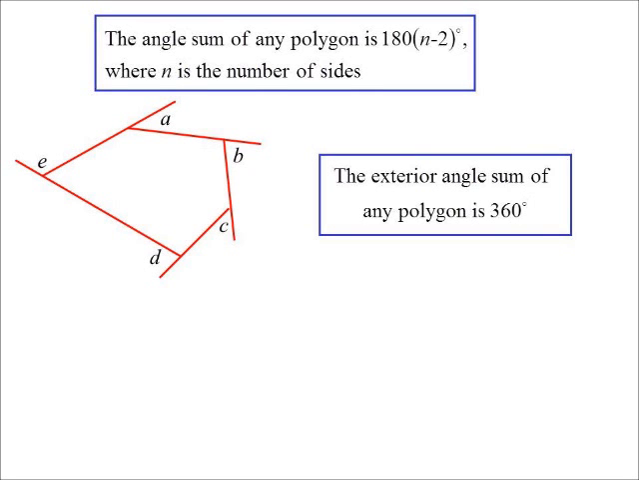Exterior angle of a polygon. The interesting thing with the exterior angle of a polygon is that they all add up to 360. So the total angle sum of all the exterior angles is 360.